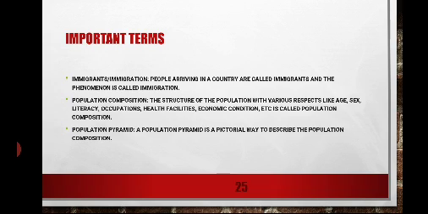Population composition means the structure of population, with respect to their age, their sex, their literacy, occupation, health facilities, etc. Pyramid, you have just understood the concept of population pyramid. It is a pictorial way of describing the population composition.